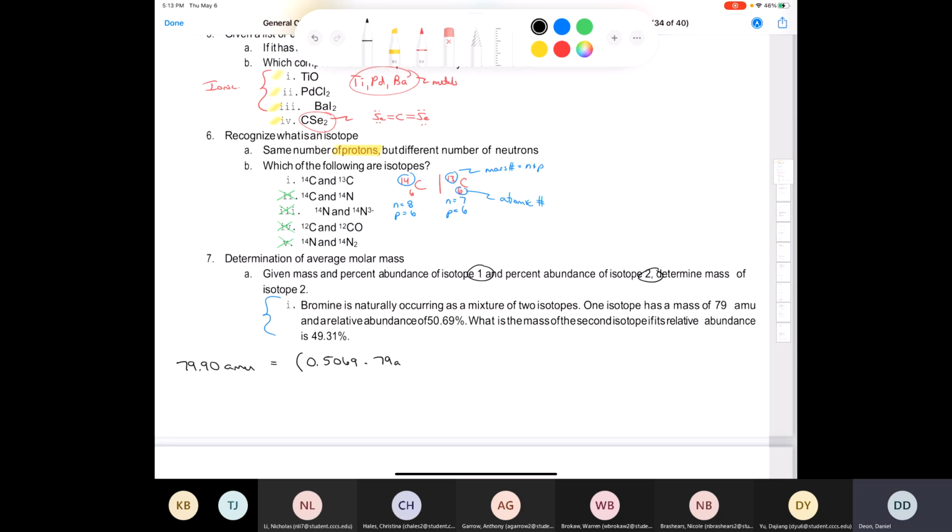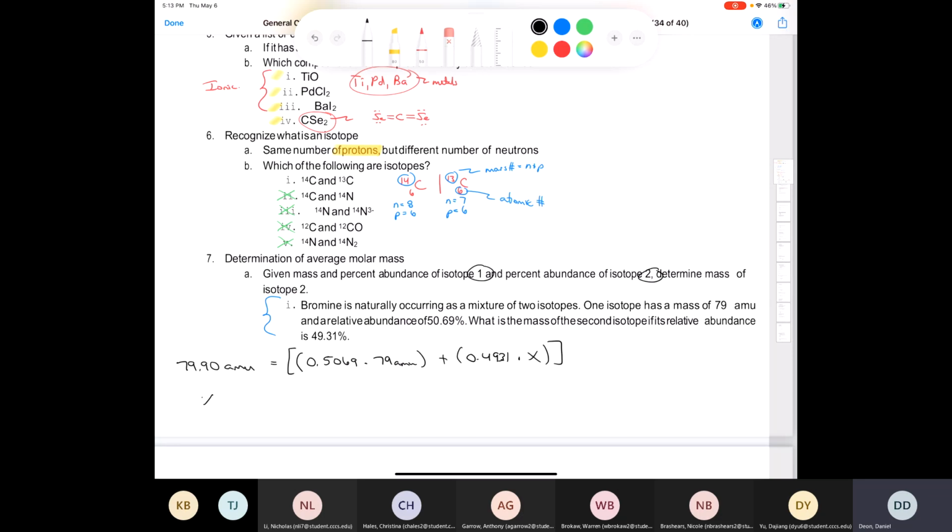Yes, 79 atomic mass units, like that. Whereas the second isotope that we're looking for the mass of has a relative abundance of 0.4931 out of 1. All I'm doing is taking these numbers and dividing by 100, right? And if you want to put them in as 49.31 over 100, well, whatever, it gives you the same thing, times the mass of the other isotope. So now all we have to do is solve for x.